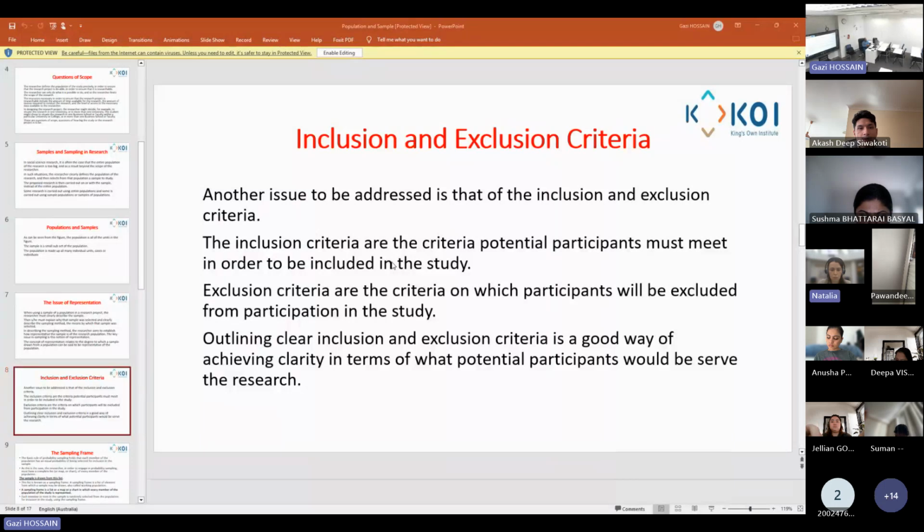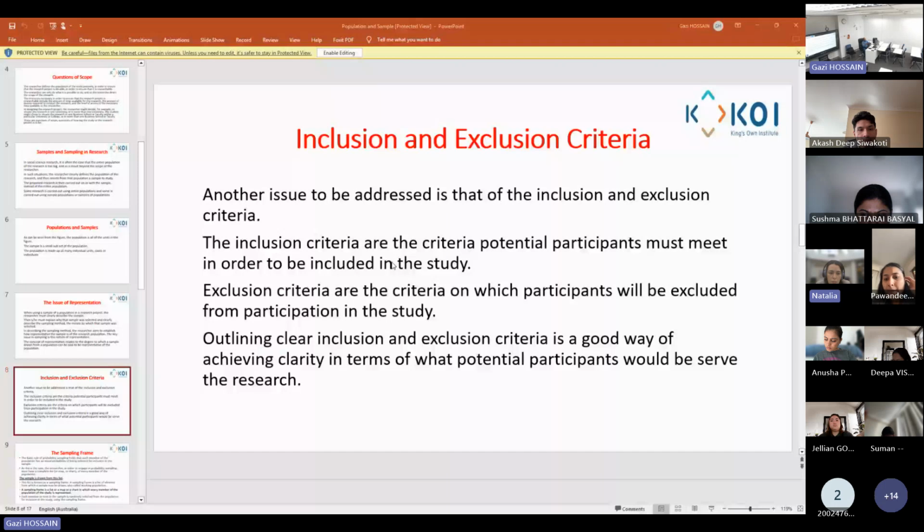So they are not meeting the criteria of our research, of our study. Therefore, they will be excluded. A potential participant must meet the criteria to be included in our research as the participant, as the sample, as the interviewees.